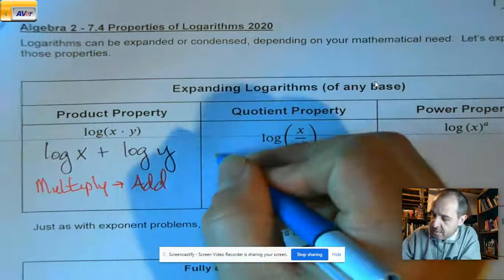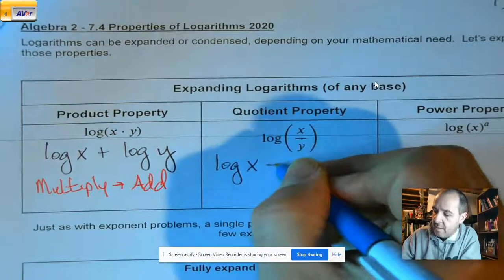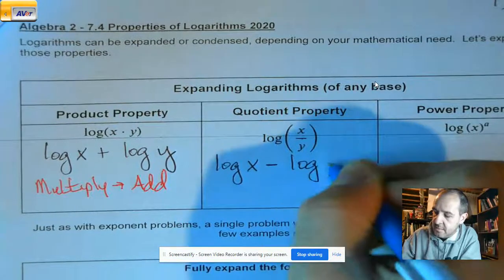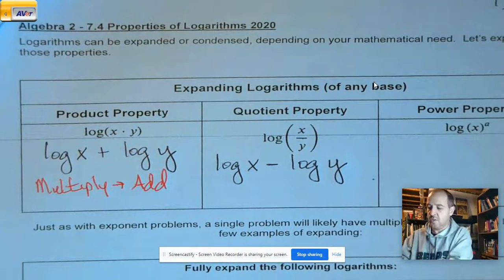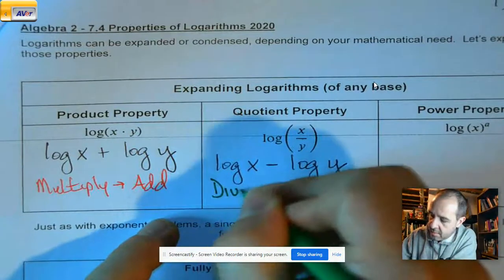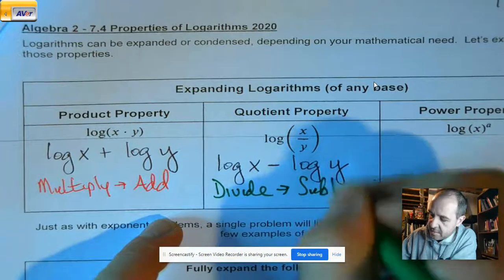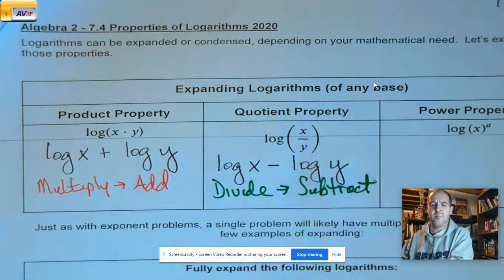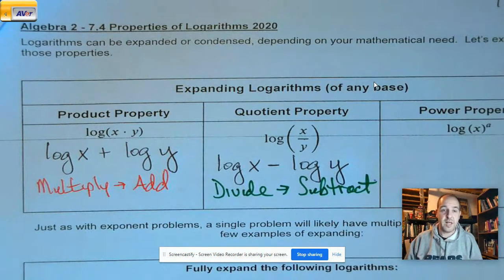Okay, division. When we get to the division part, the divide will become subtract. Log x minus log y. So divide becomes subtract. Does that seem familiar? Multiply, we add. Divide, we subtract. Oh, exponent rules. Okay, same things apply here. Multiply becomes add. Divide becomes subtract.